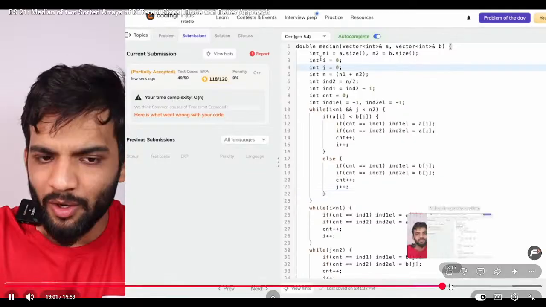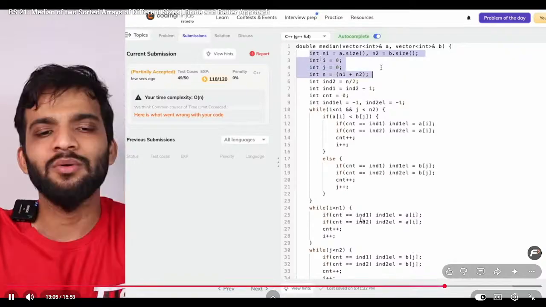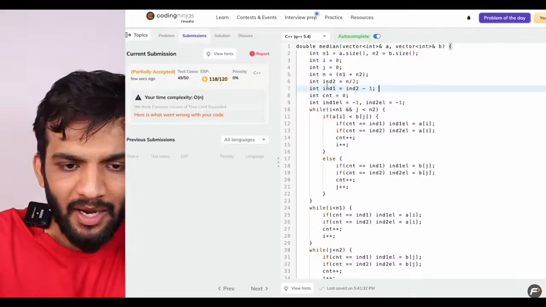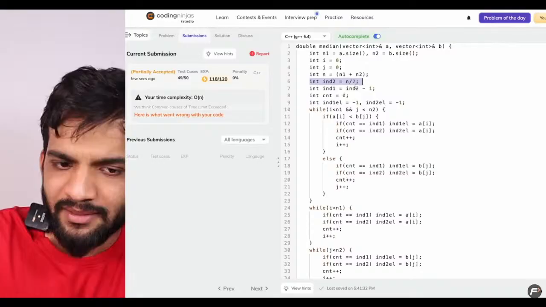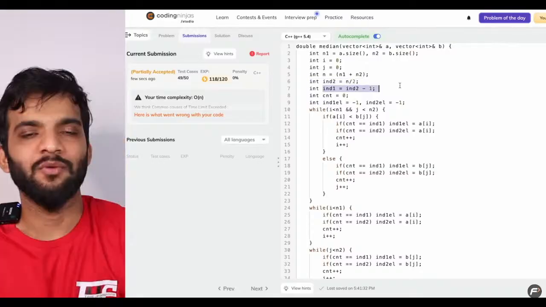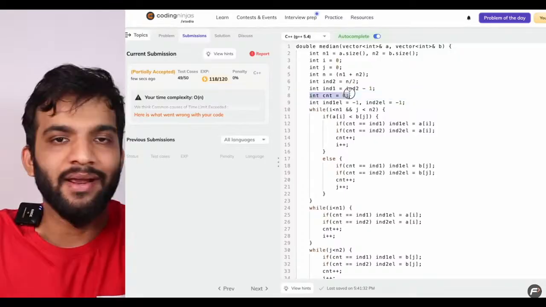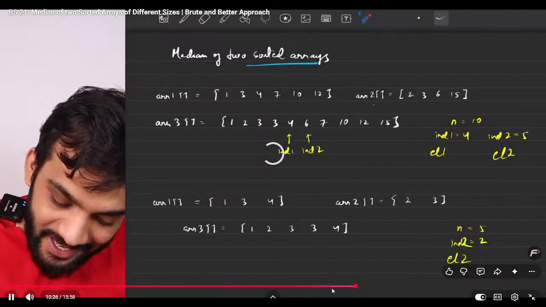So what I am doing is, at first, making sure I take n1, n2 and initialize i and j pointers and get the value of n. After that, we know the value of index 2 will be half of the total length and index 1 will be 1 before that. Simple. And we are keeping the index tracker. The count is the tracker, which is basically... if n is even, I take both of these elements.